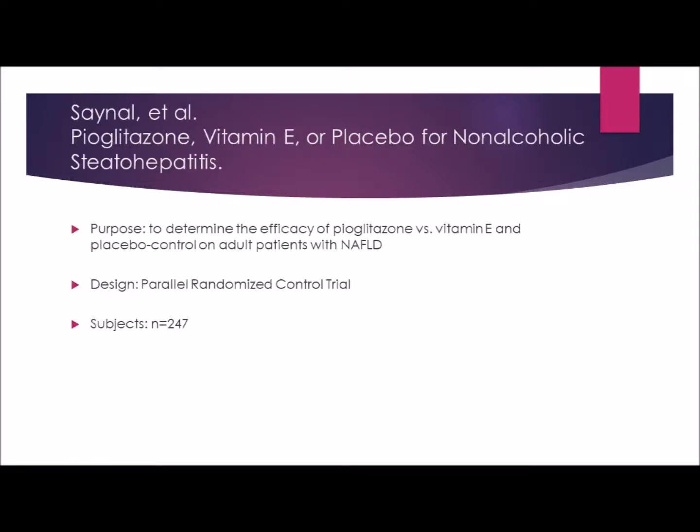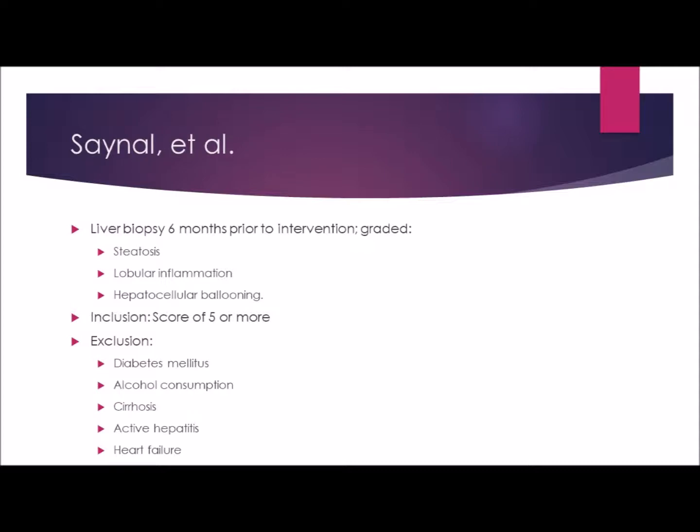The final study we're going to discuss is Say Not at All, which examined the efficacy of pioglitazone versus vitamin E and placebo in adult patients with NAFLD. This was a parallel randomized control trial that enrolled 247 individuals. Prior to randomization and intervention, patients had a liver biopsy in which steatosis, lobular inflammation, and hepatocellular ballooning were each measured on a scale of 1 to 4. Patients were included in the study if they had a score of 5 or more.